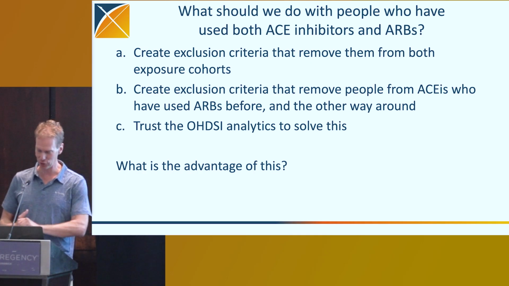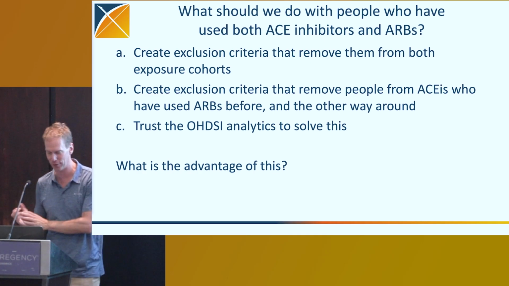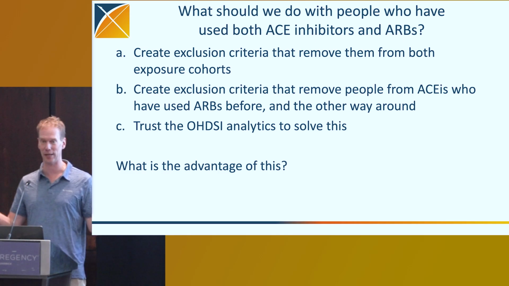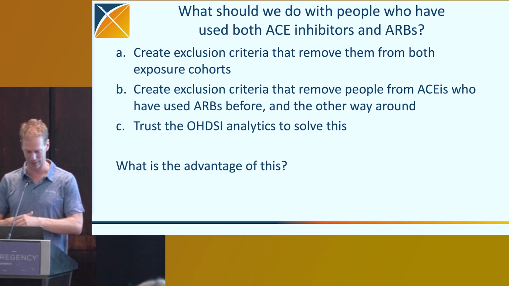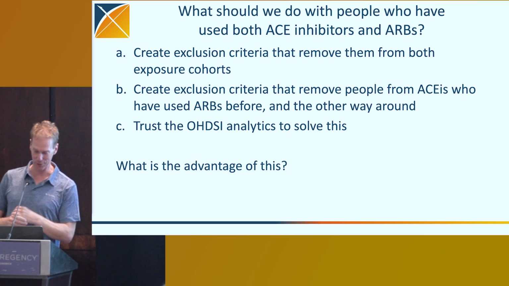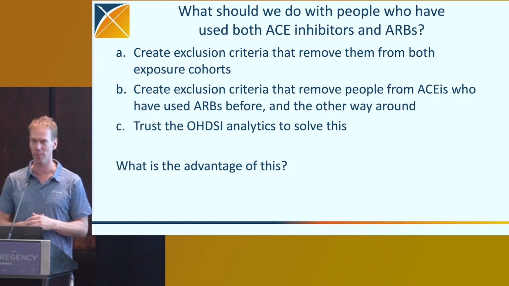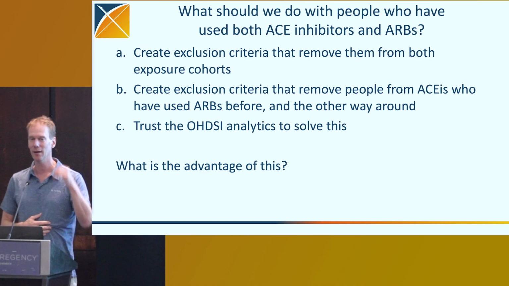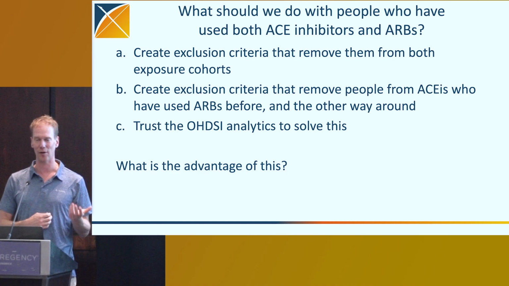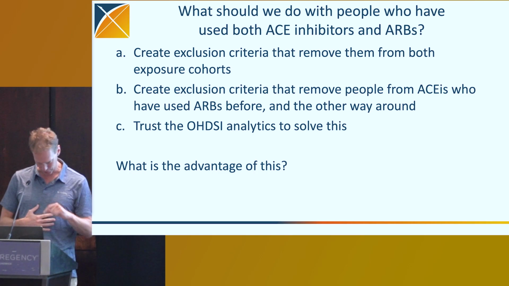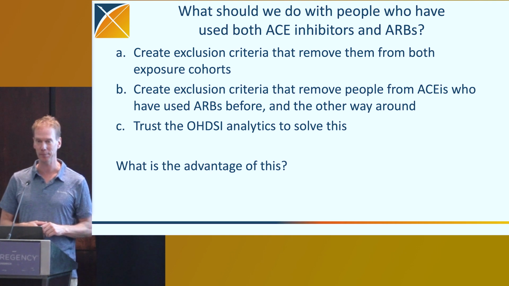So now the question: what should we do with the people who use both ACE inhibitors and ARBs, not necessarily at the same time, but somewhere in their record? So do we, A, create exclusion criteria that remove them from both exposure cohorts? So in the ACE cohort, we remove people with prior ARB, and in the ARB cohort, we remove people with prior ACEs. Or actually, that was B. A is, do we just remove them completely? And C is, do we trust the OHDSI analytics to solve this for us?